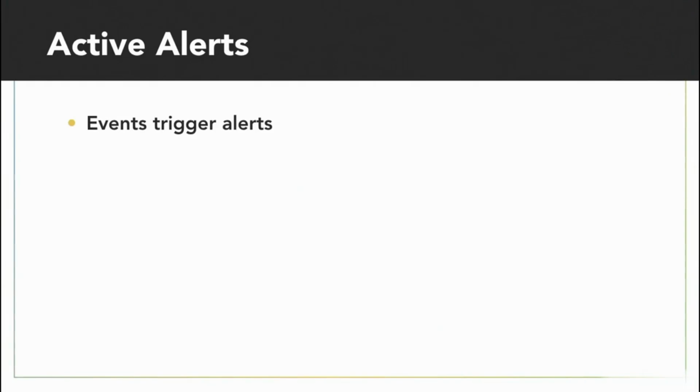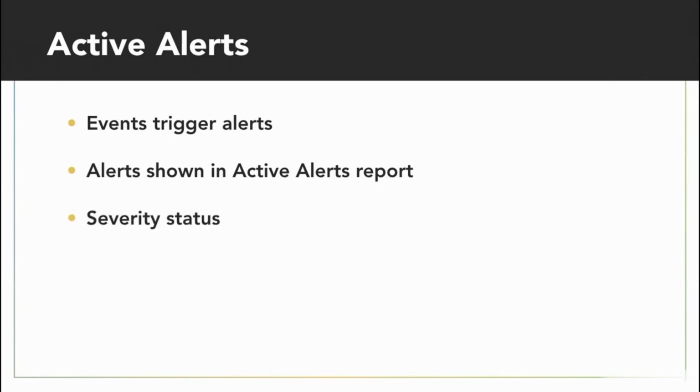employing security baselines. Any alert conditions on a device can also be viewed in the alert area of the Active Alerts report of the Security Center. The report shows a summary of triggered alerts along with their severity status of low, medium, and high.